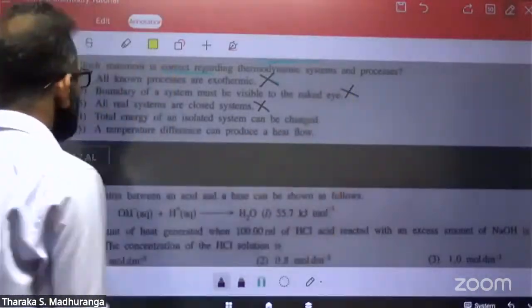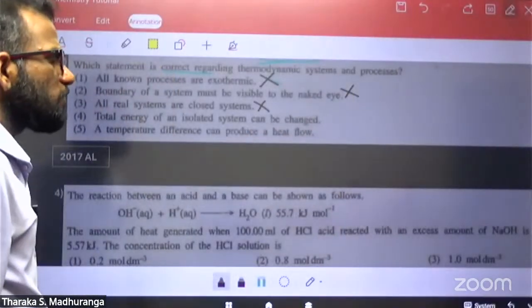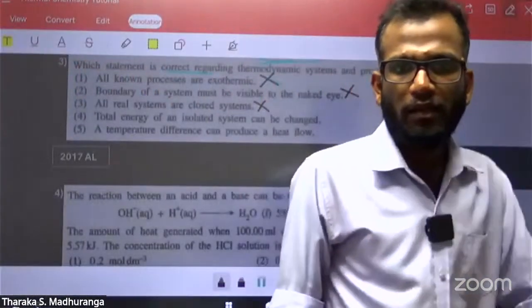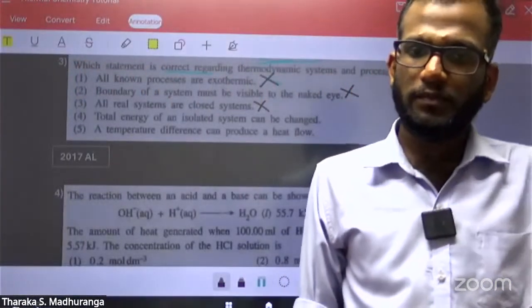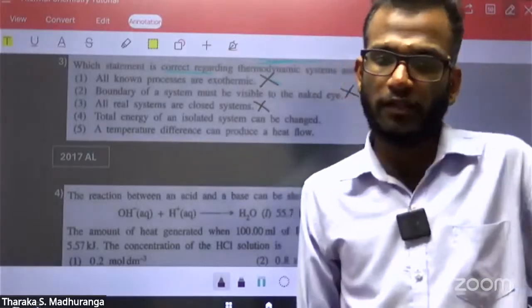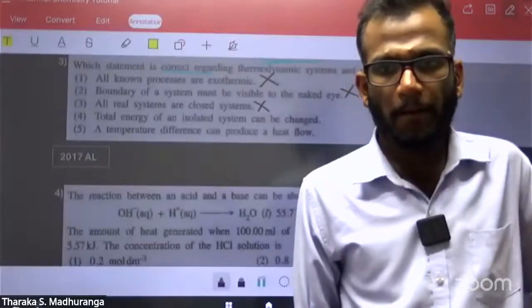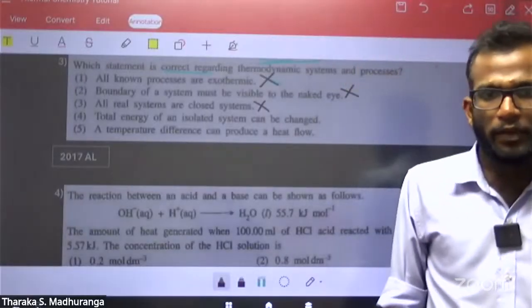The fourth one: the total energy of an isolated system can be changed. Is it correct or wrong? The fourth one is also wrong. Why is it wrong?